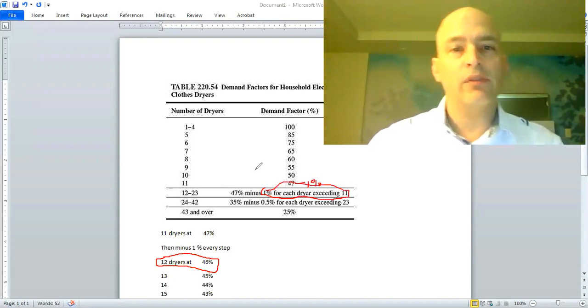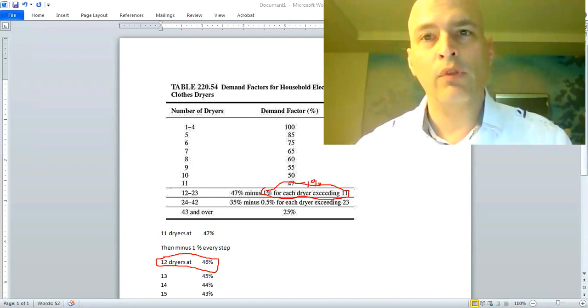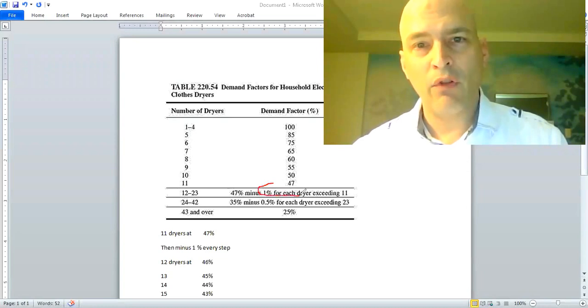So rather than, sorry, again, my drawing skills are not necessarily the greatest in the world. I'm trying to learn this new tablet. See if I can do this better. 1% for every dryer that exceeds 11.